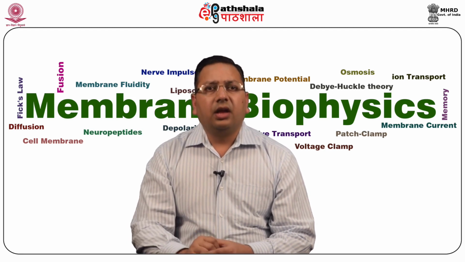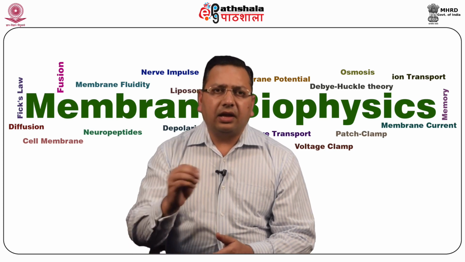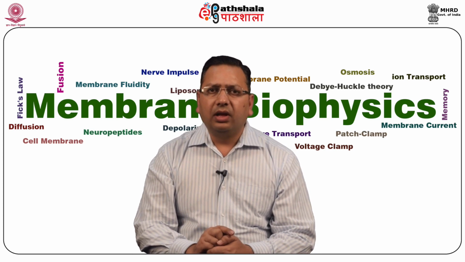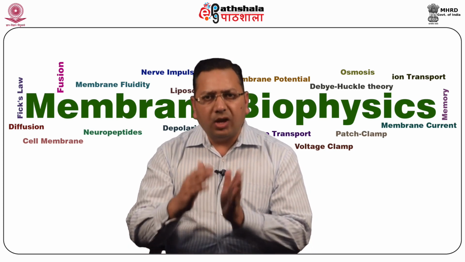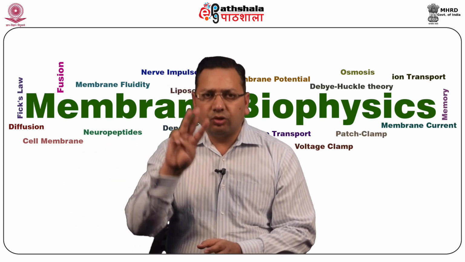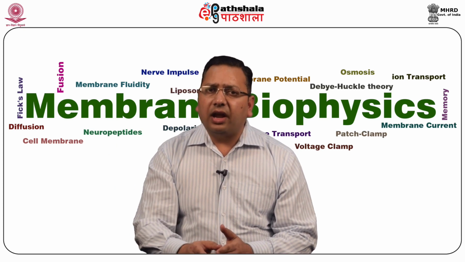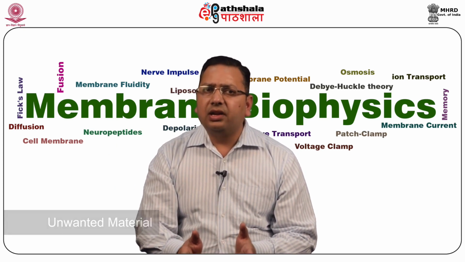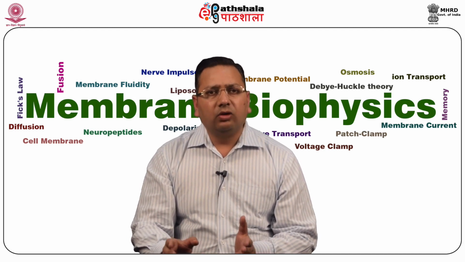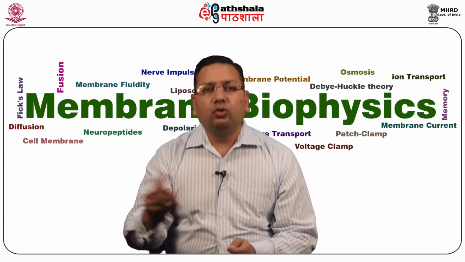Number 1, it allows the transport of raw material into the cell. Number 2, membrane allows the transport of manufactured products and waste out of the cell. Number 3, membrane prevents the entry of unwanted material into the cell. And number 4, membrane also prevents the leakage of essential matter out of the cell.